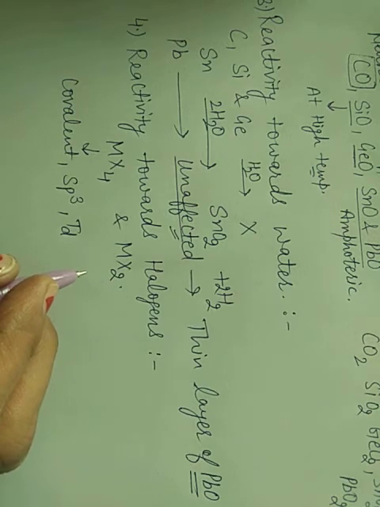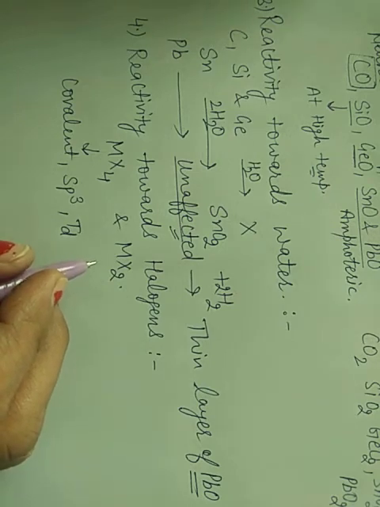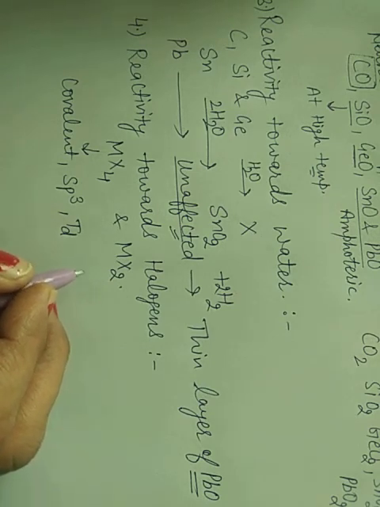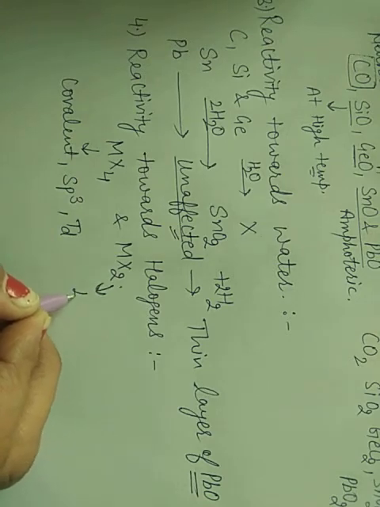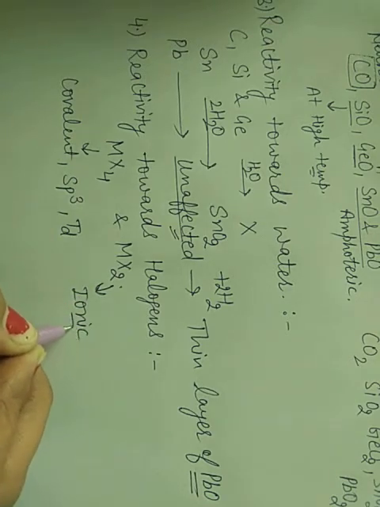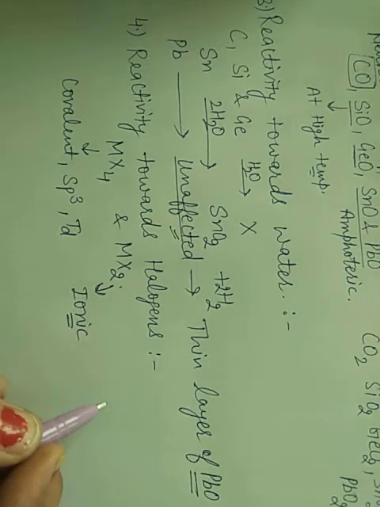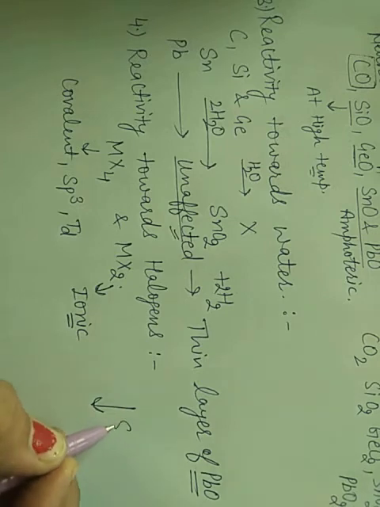But in case of MX2, these form ionic halides. Now the stability of these halides increases down the group. Stability increases.